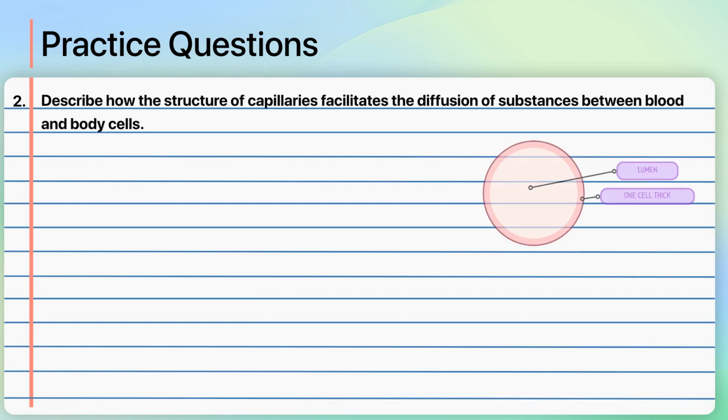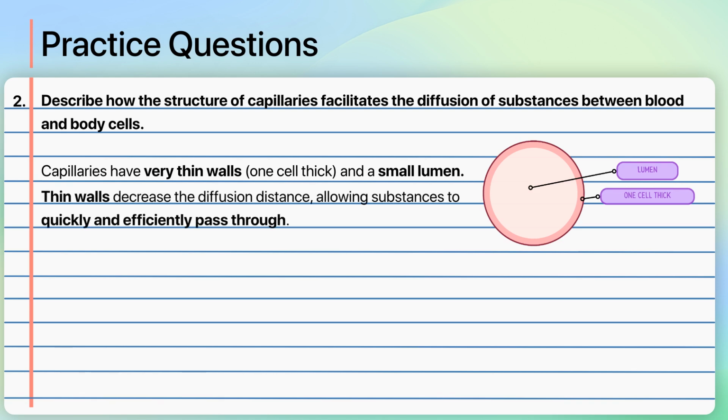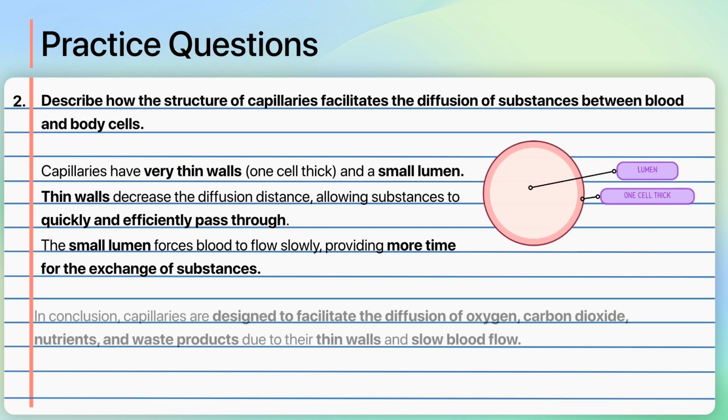Now, let's move on to another question. Describe how the structure of capillaries facilitates the diffusion of substances between blood and body cells. First, identify the structural features. Capillaries have very thin walls, just 1 cell thick, and a small lumen. Link this to the function of the blood vessels. Thin walls decrease the diffusion distance, allowing substances to quickly and efficiently pass through. The small lumen forces blood to flow slowly, providing more time for the exchange of substances. In conclusion, capillaries are designed to facilitate the diffusion of oxygen, carbon dioxide, nutrients, and waste products due to their thin walls and slow blood flow.